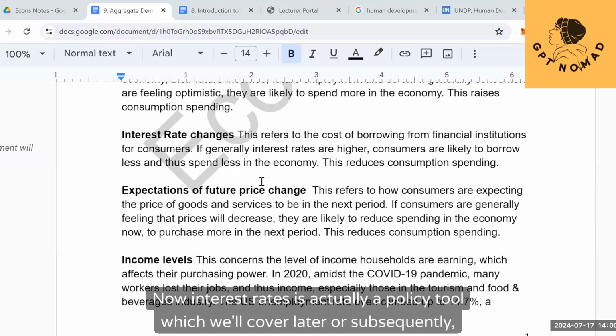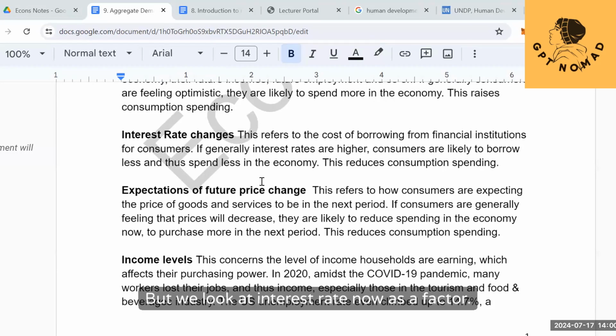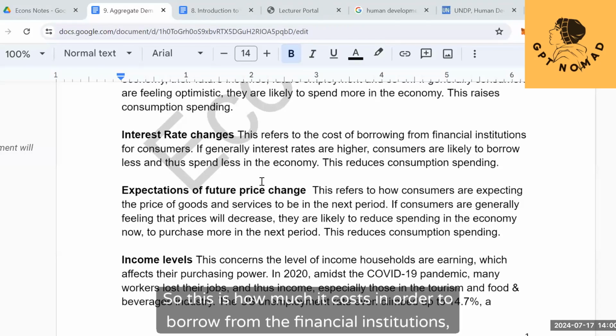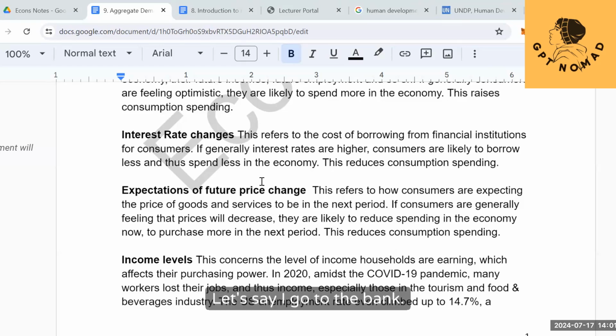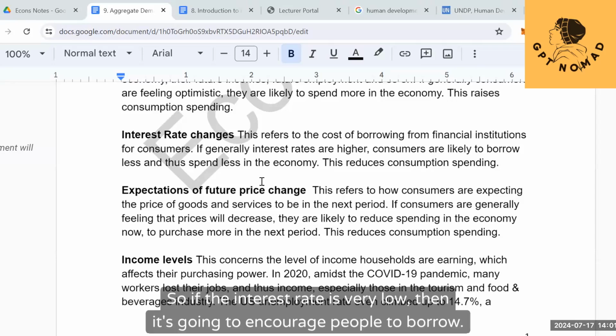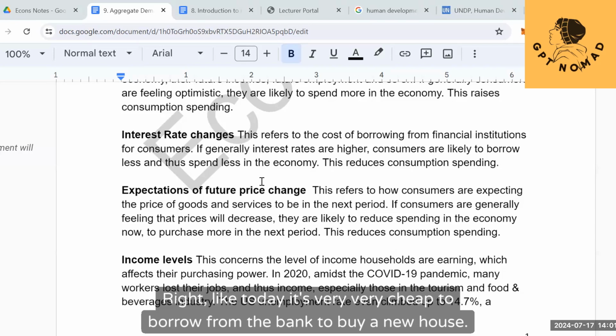Now, interest rates is actually a policy tool which we'll cover subsequently, right? But we look at interest rate now as a factor. So this is how much it costs to borrow from the financial institutions, right? Let's say I go to the bank, I want to buy a house, I want to borrow from the bank. So if the interest rate is very low, then it's going to encourage people to borrow, right? Like today, it's very, very cheap to borrow from the bank to buy a new house.